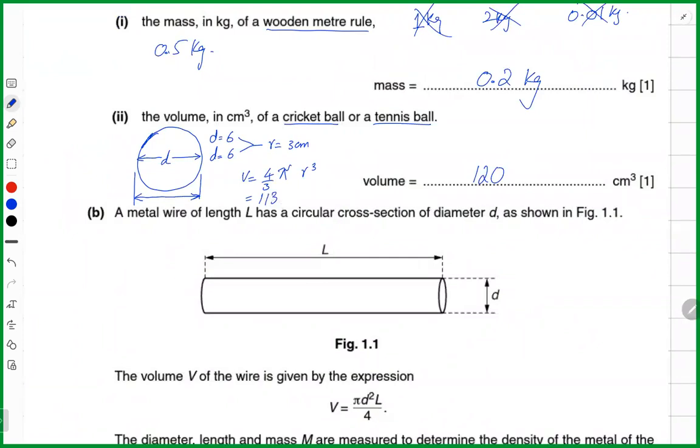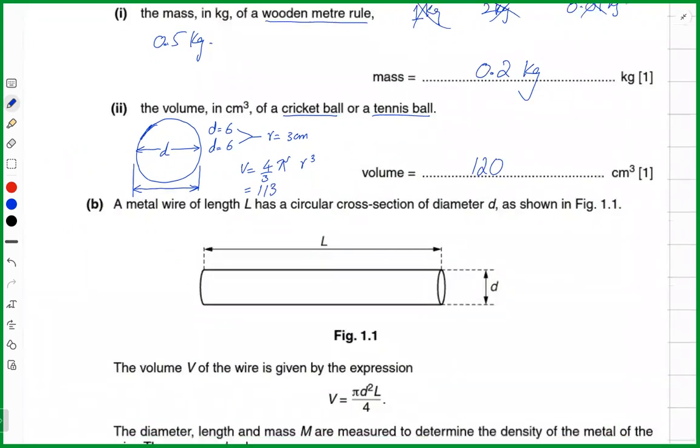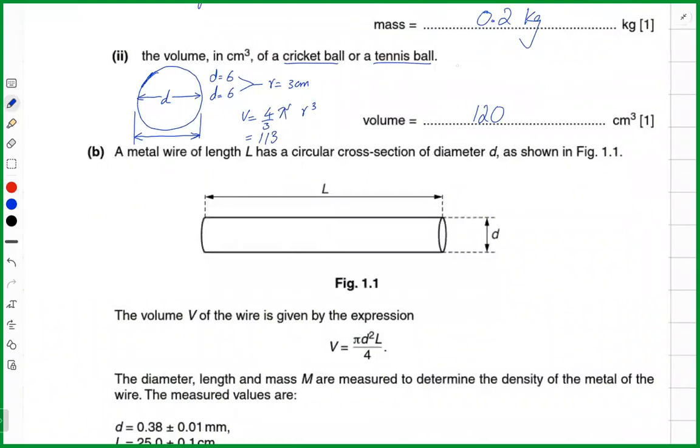I have to give the answer as near about. So 110 centimeter cube is okay. 100 centimeter cube is acceptable. The examiner will accept any answer between 100 and 200 centimeter cube.